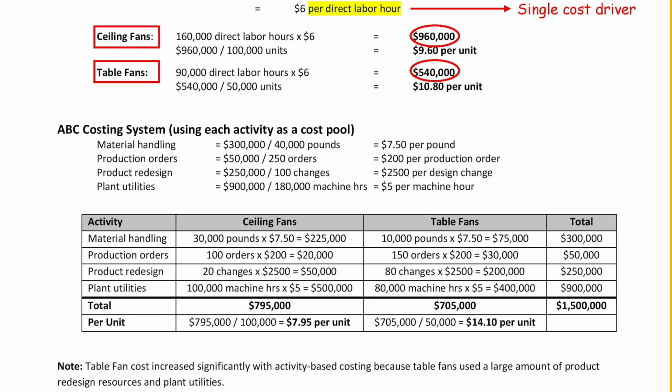Next, we're looking at, highlight, ABC costing system. Now here, we're going to break the overhead into various activities. So highlight material handling, production orders, product redesign, and plant utilities. Draw a bracket and on the left write activities.